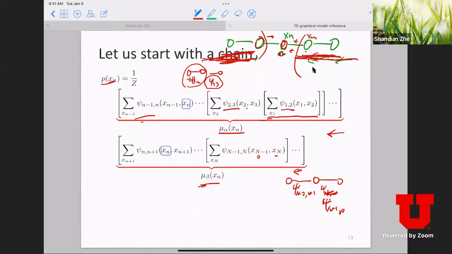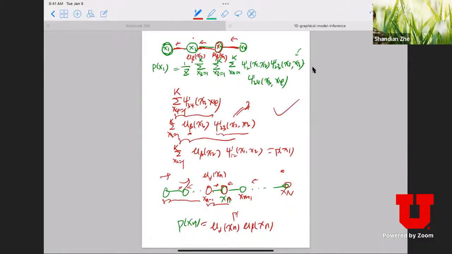I mean, if you still feel a little bit uncomfortable, don't worry. Just do something like that by hand. You get it. It's just the application of the distributive law, nothing else.